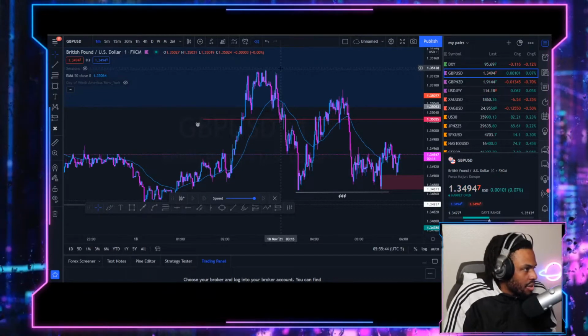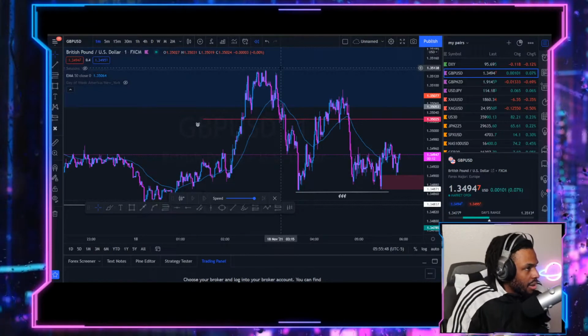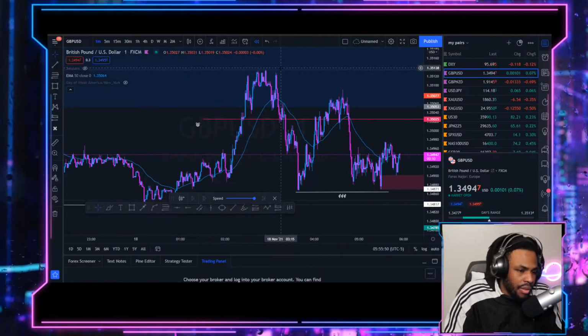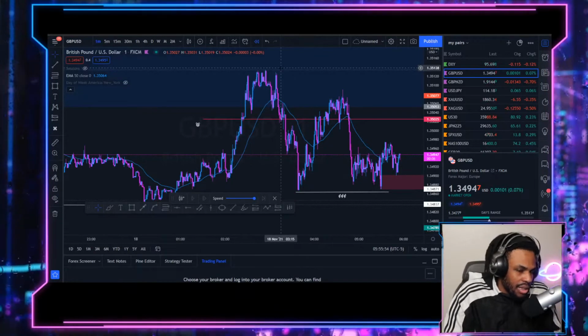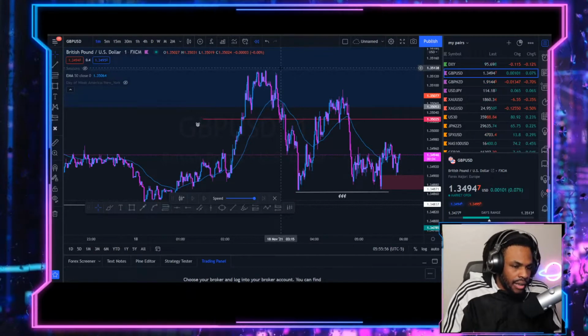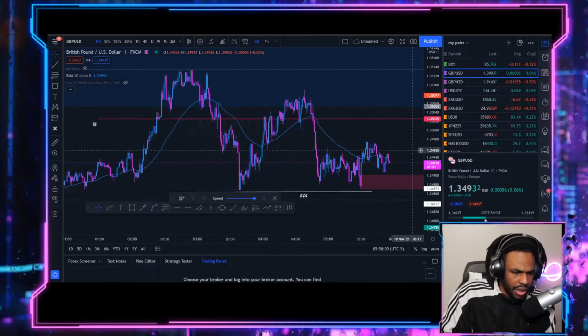It helps keep me out of trades too, because I'll see trades setting up, and if I'm really far from that EMA, then I'll be hesitant to take the trade. So yeah, it's just something that I added.